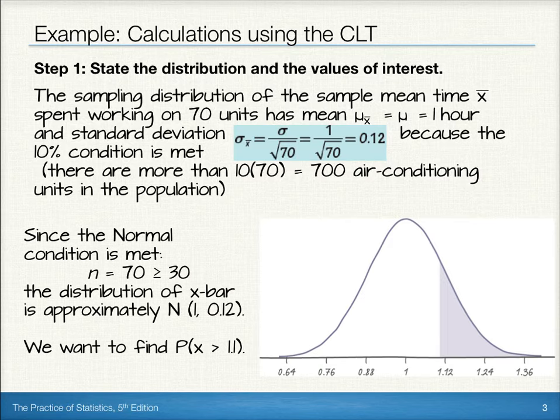Since the normal condition is met, that is, since our sample size 70 is greater than or equal to 30, we know that our sampling distribution of x bar is going to be approximately normal, even though we've got a right-skewed distribution in the population. Again, that's because 70 is greater than 30. We've got a sample size great enough to ensure that our sampling distribution will be approximately normal. So we want to find the probability that x bar is going to be greater than 1.1.